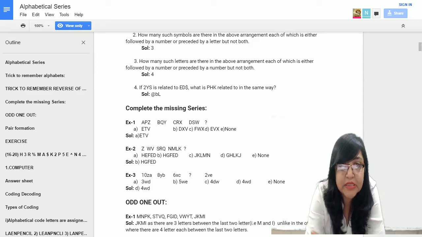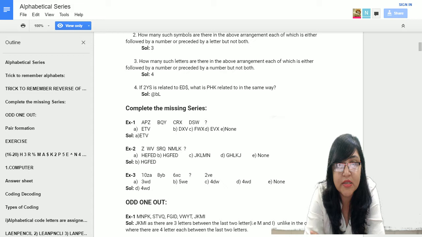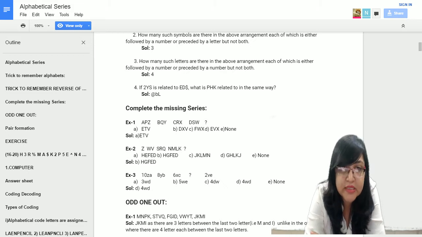So this is a missing series. So you have to relate how, what is the relation between them. So if you see after A what did come? B. After B, C. After C, D. So what will be here? Here we will have E. Okay.